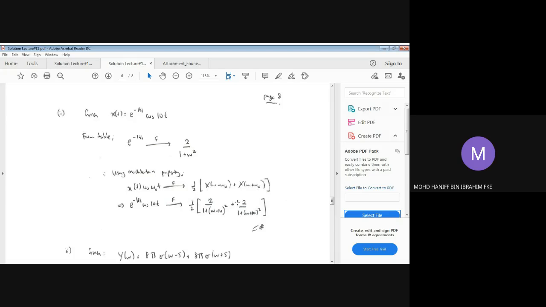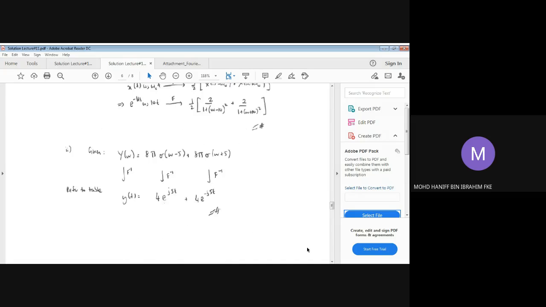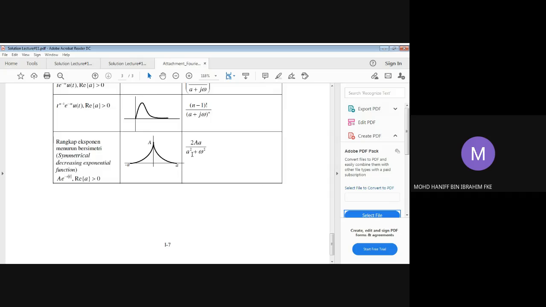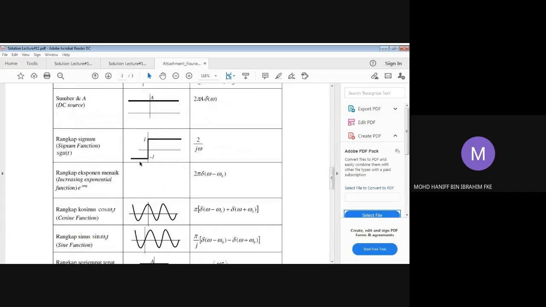That should be the solution, the Fourier transform for the signal exponential negative modulus t cos of 10t. This is for the last question, which is Y omega equal to 8 pi delta omega minus 5 plus 8 pi delta omega plus 5, and we need to find its inverse Fourier transform in time domain. Again, it's straightforward. We refer back to this table. We have signals of 2 pi delta omega minus omega naught in the frequency domain, so its respective time domain is the exponential j omega naught t.